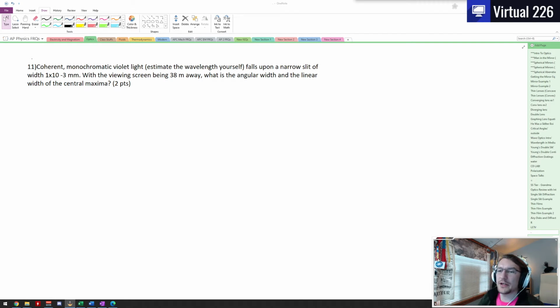Okay, so we're looking at number 11 here. We've got coherent monochromatic light, so we just got some laser light, and it's specifically a violet color. So we know that the violet end of our spectrum, the purpley end, is somewhere around 400 nanometers in the visible spectrum. Red is around 700, 750 nanometers. So let's just pick 400.